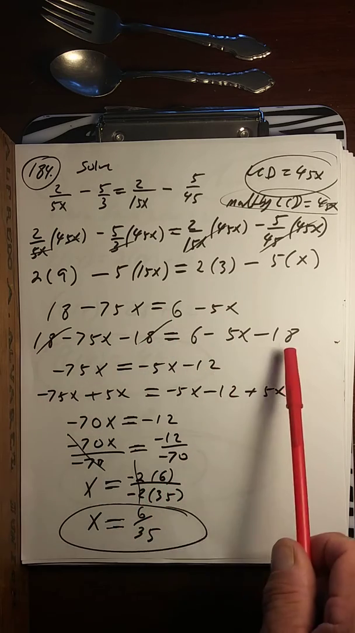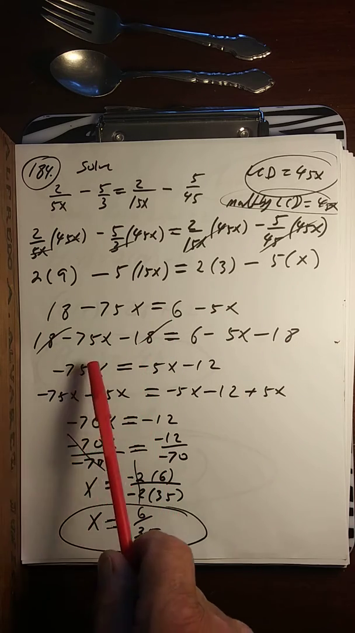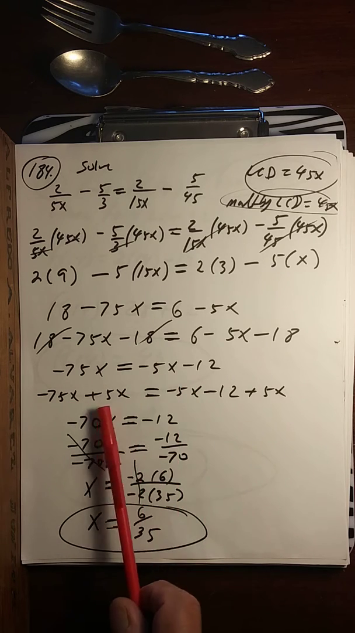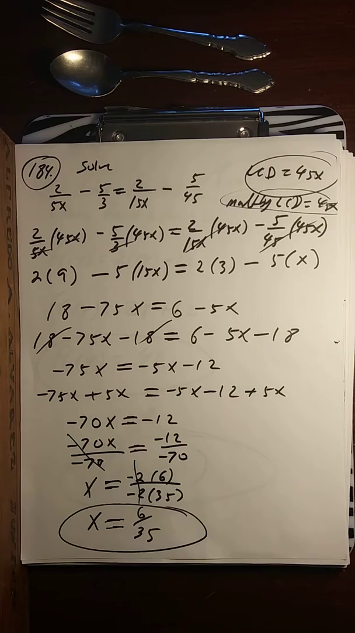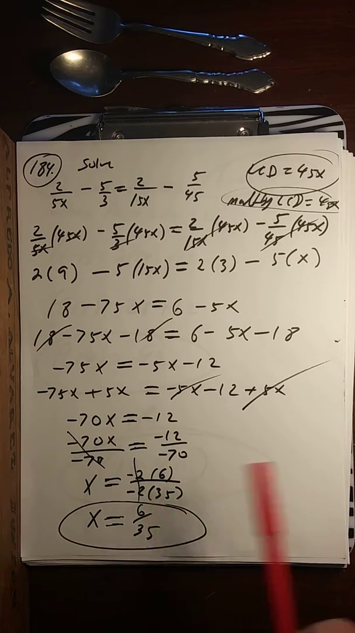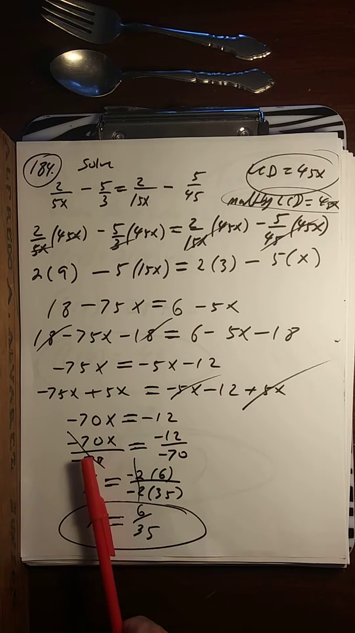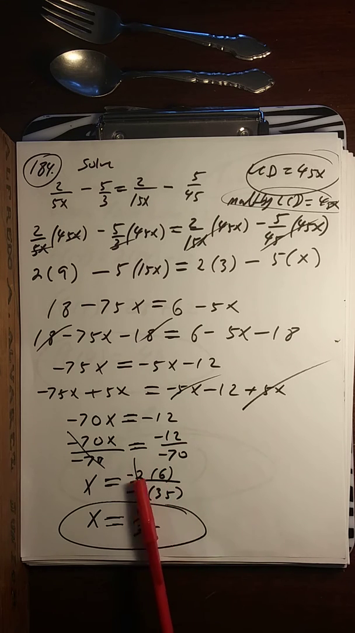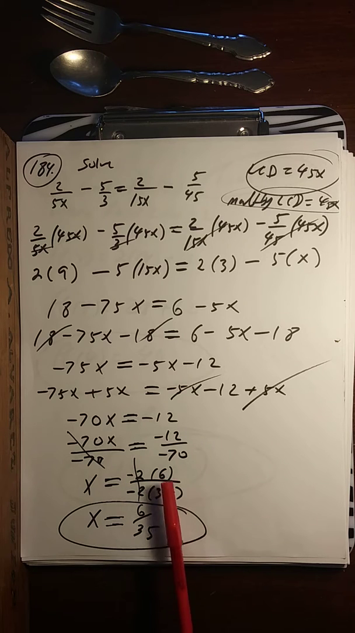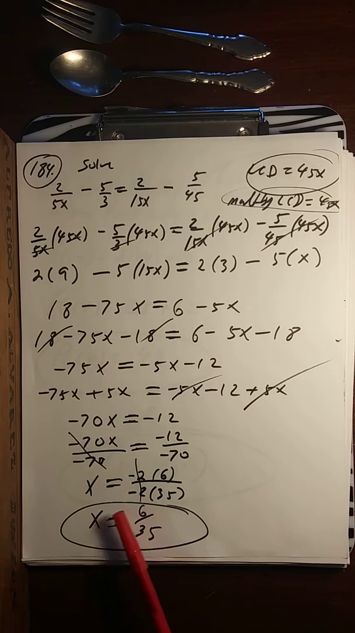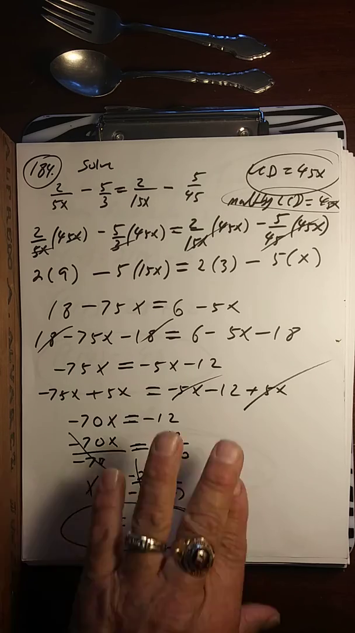Minus 18, both sides. These are gone. So negative 75x equals this. So add 5x to both sides. So I know these are gone. Let me scratch them out. That one's gone. So now what's left over is negative 70x equals negative 12, divided by negative 70. But rewrite this. Negative 2 times that is 12. Negative 2 times 35 is negative 70. So now negative 2 cancels out. What's left over is x equals 6 over 35.